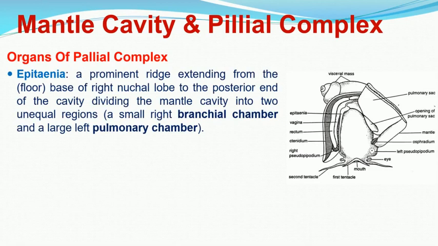So the first one is known as the ctenidium. If you see, it is present from the base of the right nuchal lobe. Here it starts from the base of the right nuchal lobe, and it extends to the posterior end of the mantle cavity, and thereby divides it into two unequal parts. These two unequal cavities are known as the branchial chamber, which is present on the right, and the large left chamber which is known as the pulmonary chamber.